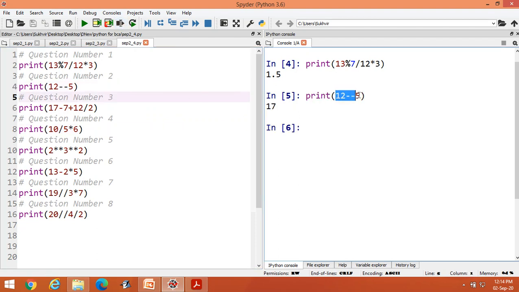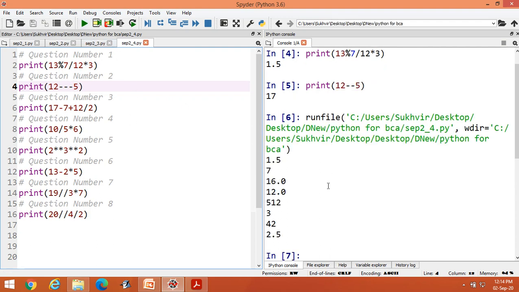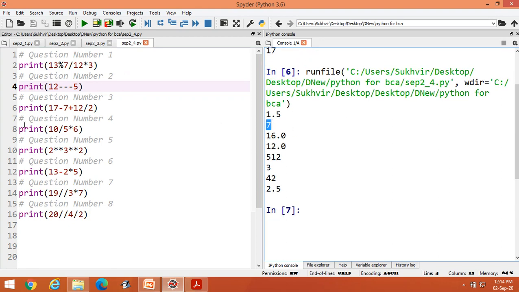If I am writing like this, 12 minus. Now 2 times negative is positive. It's not the decrement operator here. It's not the unary operator, but this one acts like negative. If I'm writing 3 times negative, the value is negative here. It means answer is equal to 7. Look at this answer. Now what about the next value?